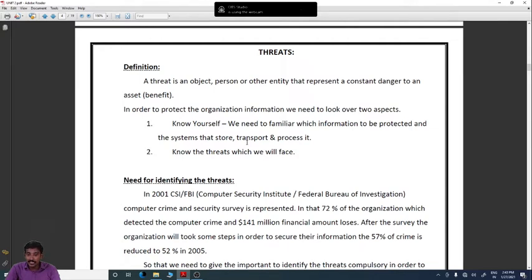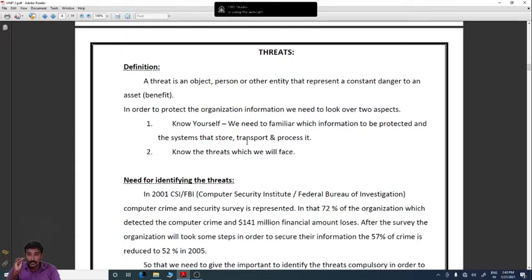In order to protect the organization's information from a threat, we need to look at two aspects. First of all, you must know yourself. The organization runs on enormous information, so we should identify what type of information needs to be protected, what type needs to be stored, and where it is transported and processed. That is called know yourself. The next one is, for that protected information, what threats are we going to face? That is called know the threats you will face.